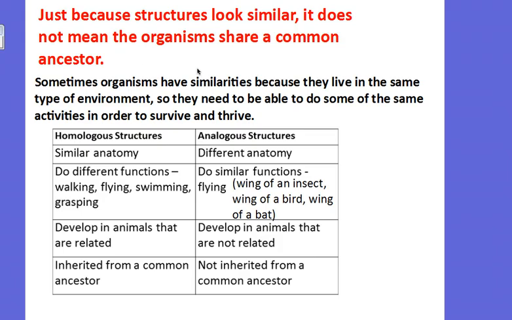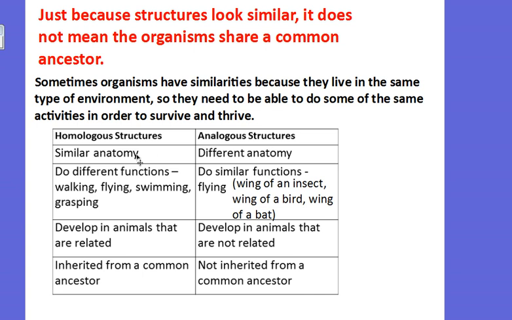So to follow up on that, just because structures look similar does not mean that the organisms share a common ancestor. Sometimes organisms have similar structures because they live in the same type of environment and they have to be able to do the same type of things in order to survive and thrive. So a way to tell if structures are similar, we've talked about homologous structures which have similar anatomy. There's something else called analogous structures. So sometimes organisms have structures that look the same, not because they have a common ancestor, but again, because they are living in similar environments.